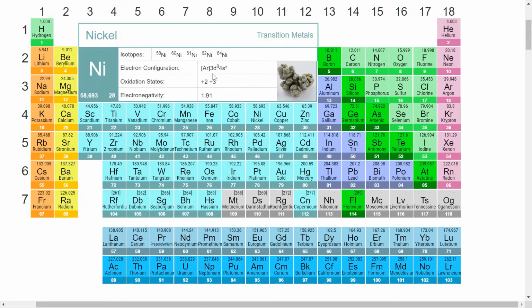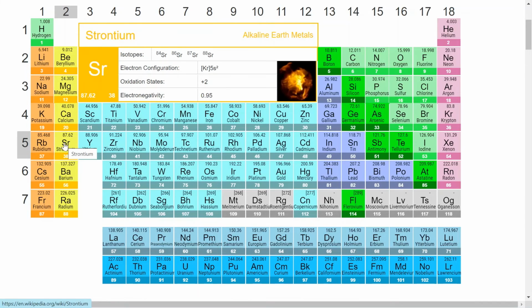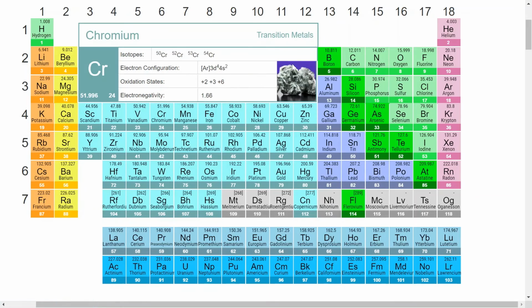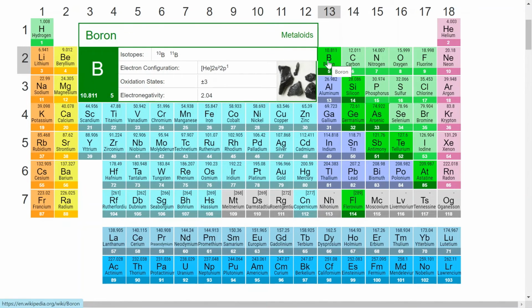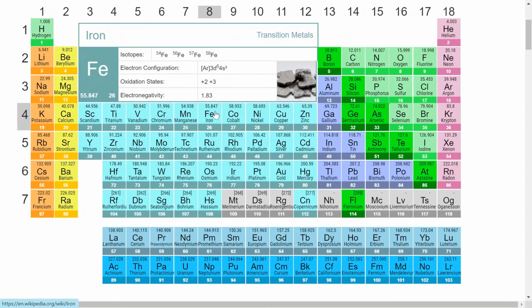Another interesting trend is that the group number helps us identify the number of electrons in the last orbital. All the elements in group 1 have one electron in the last s orbital. For example, 5s1 for rubidium. All the elements in group 2 have two electrons in the last s orbital, 5s2 for strontium. From groups 13 to 18, the number of electrons in the p orbitals increase by 1 each time, p1, p2, p3, p4, p5, p6.